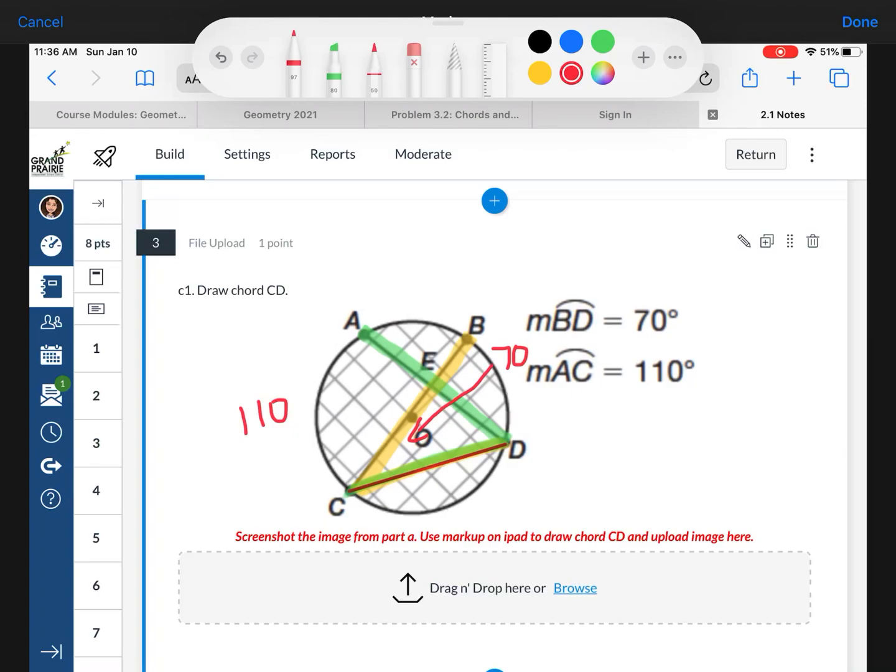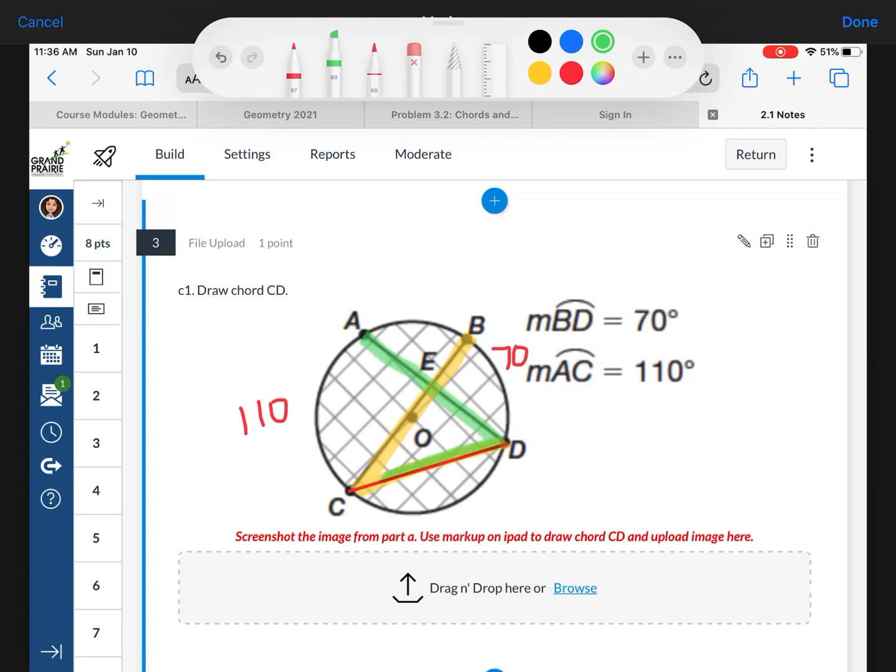So what is half of 70? If you said 35, that is correct. So that is the measure of that inscribed angle. And you can be typing this in. You can say the measure of angle BCD is equal to 35 degrees. Likewise, we can do the same thing for our other angle.